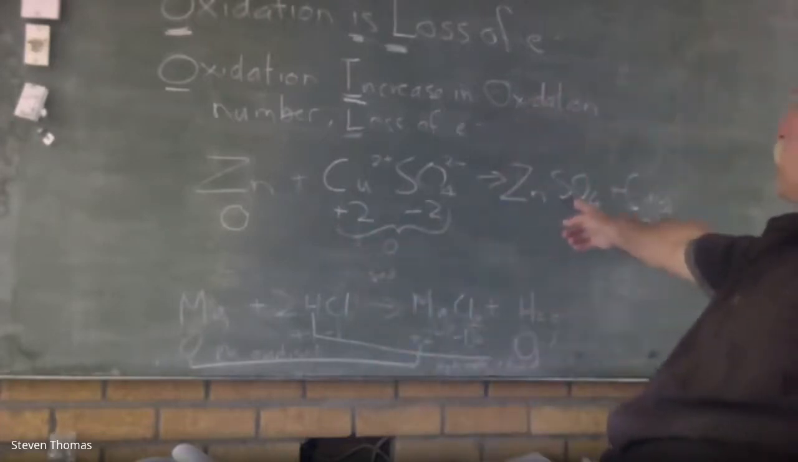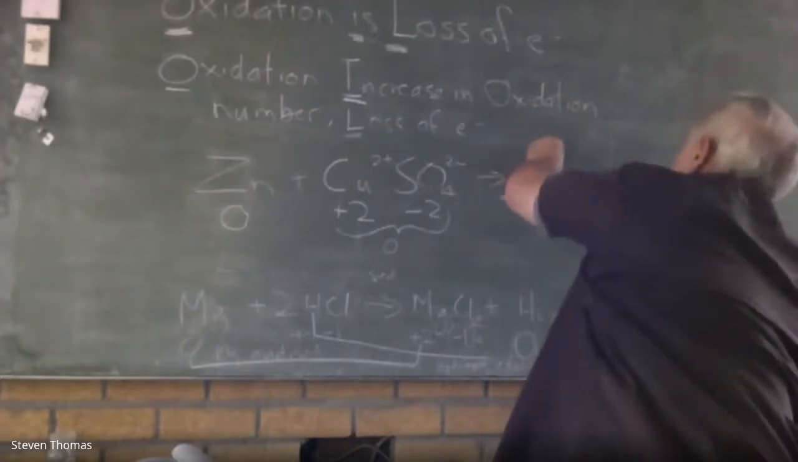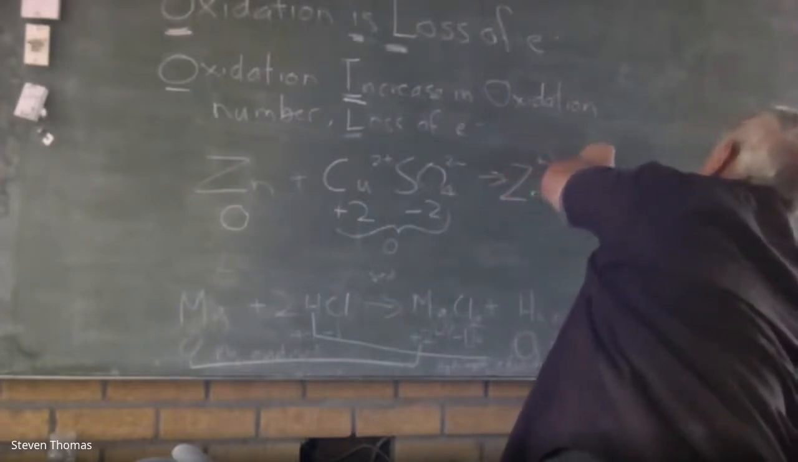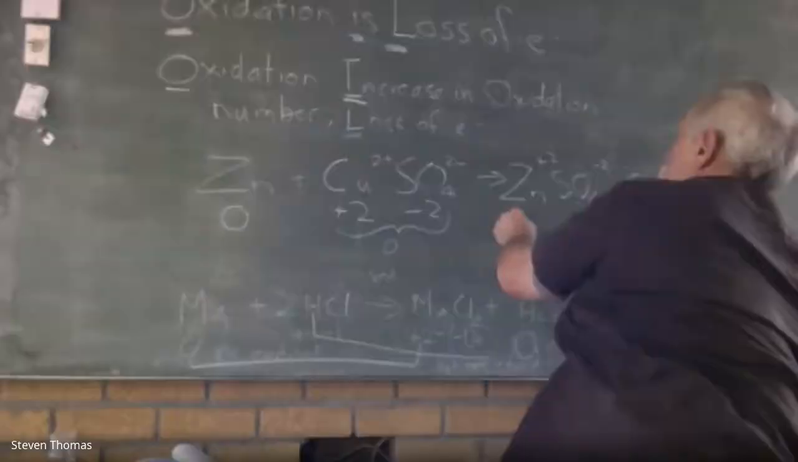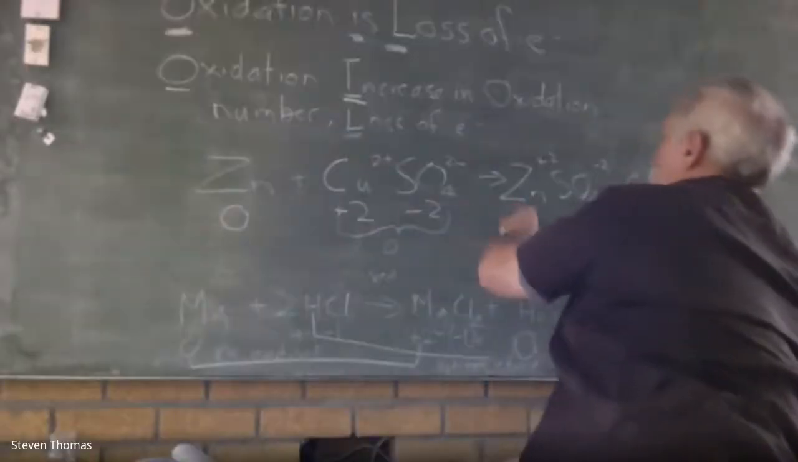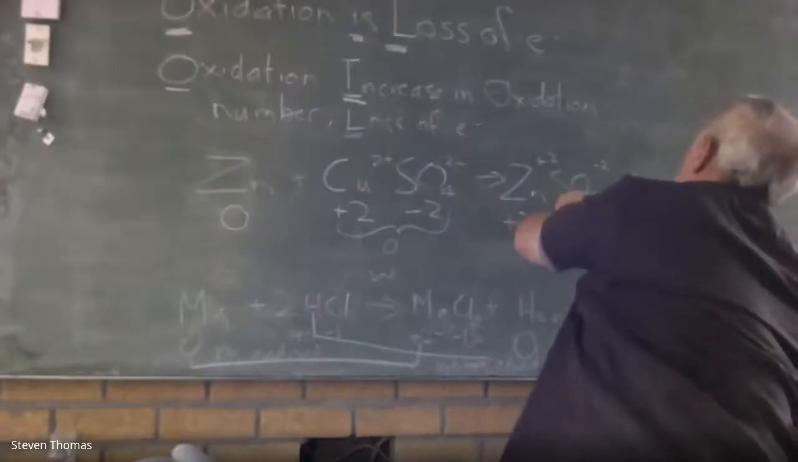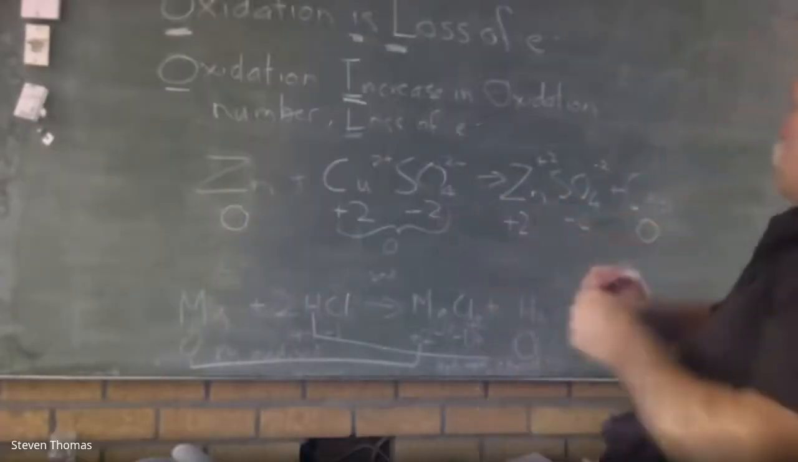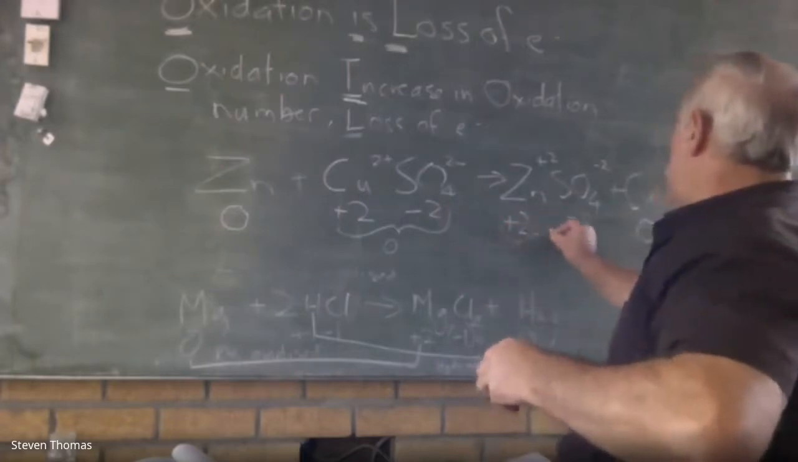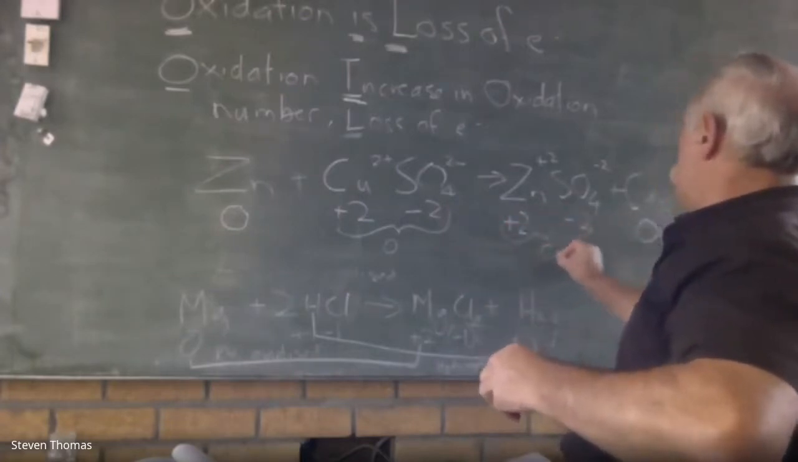Okay, look at this one. This is zinc 2+. This is SO4, still 2-. So what's the oxidation number of the zinc? It's now gone to +2. The SO4 is still -2. And there are the oxidation numbers. Together, they must add up to a neutral atom of 0.